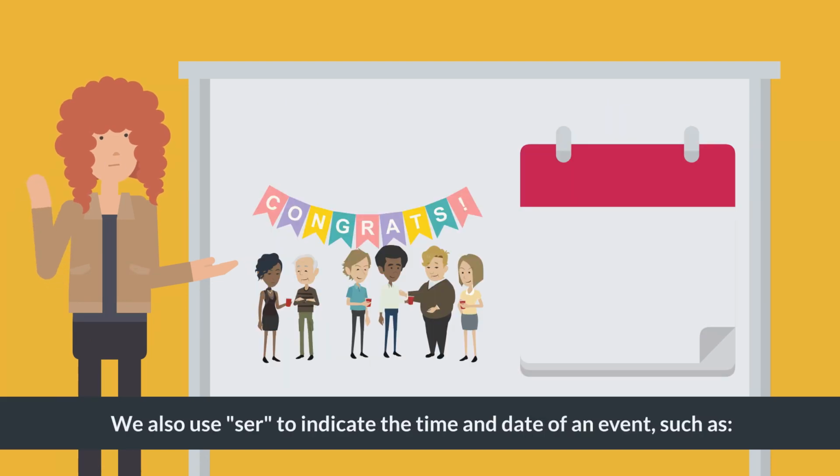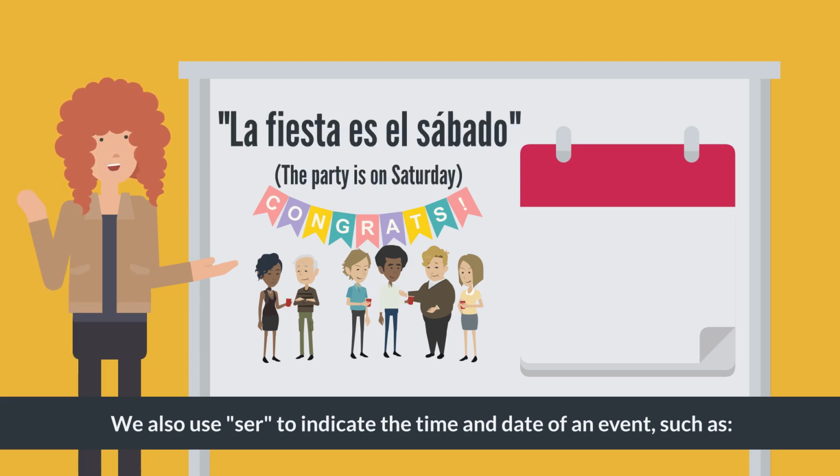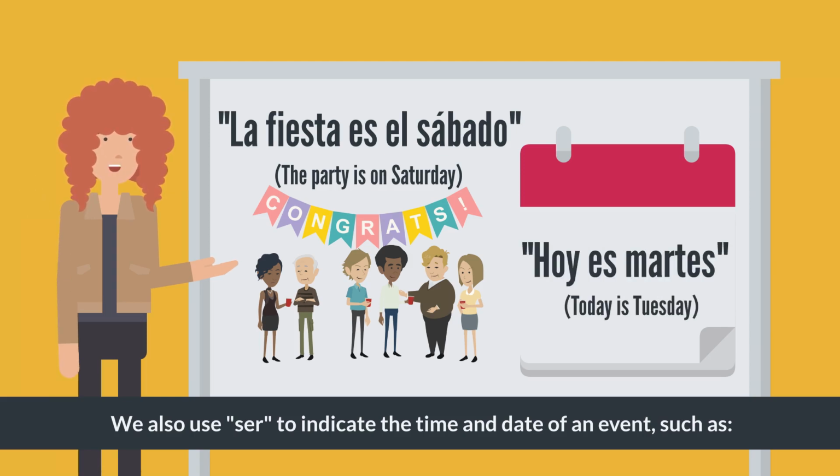We also use ser to indicate the time and date of an event, such as la fiesta es el sábado, the party is on Saturday. Or, hoy es martes, today is Tuesday.